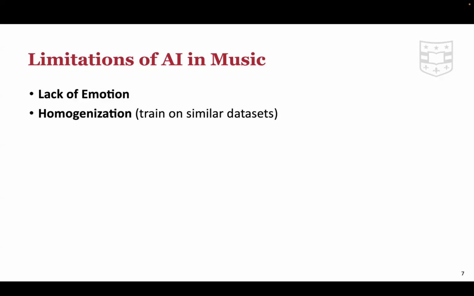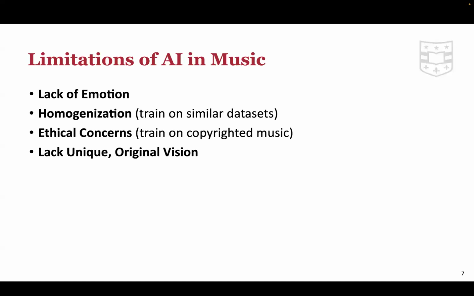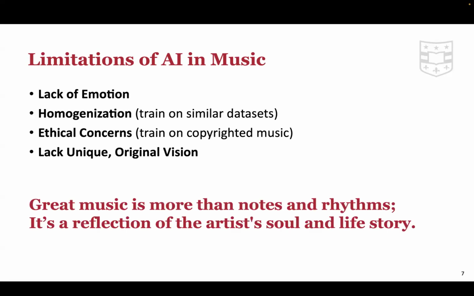Another concern is homogenization. AI trained on similar data sets may produce outputs that lack diversity. Ethical issues also arise when models are trained on copyrighted music without permission. At its core, AI can only mimic. It lacks the unique, original vision that human artists bring to their work.